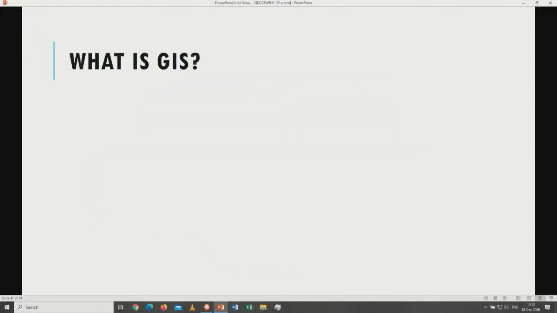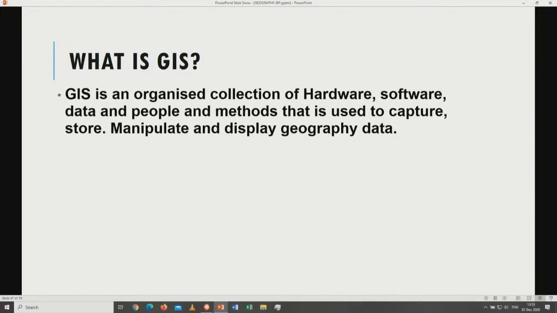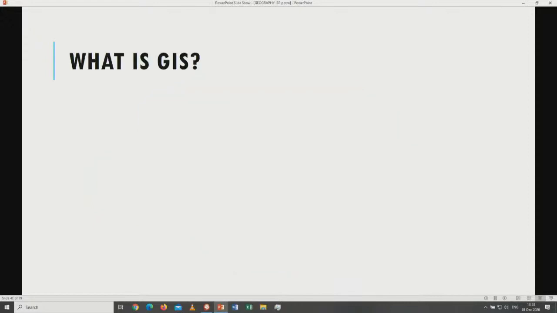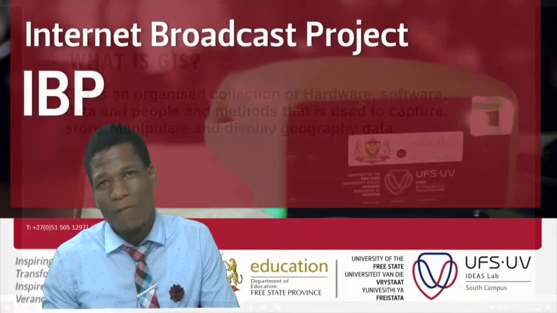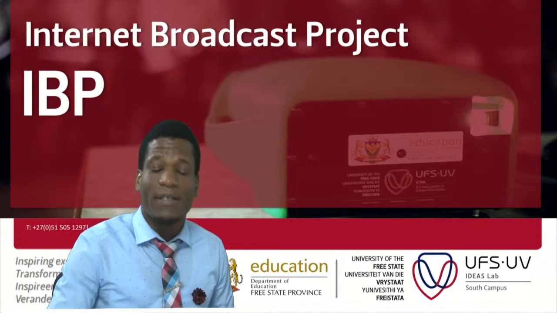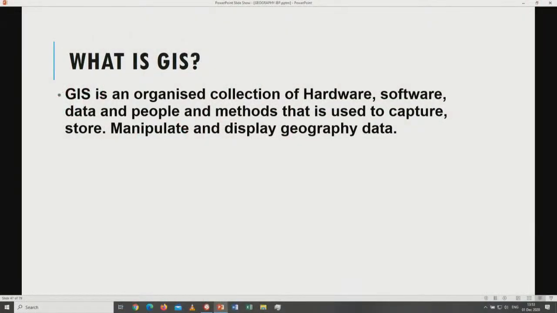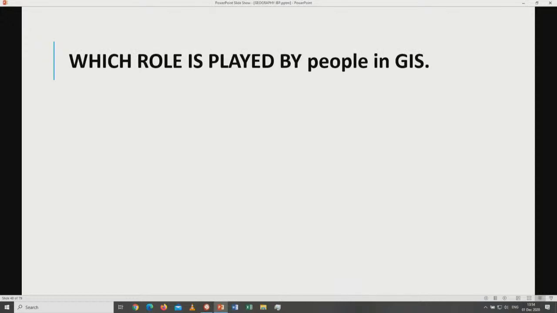So, what is GIS? GIS is an organized collection of hardware, software, data, people, and methods that is used to capture, store, manipulate, and display geographic data. Grade 12, you see the reason why? I said to you, know your components first, because your definition of GIS has to do with the components of GIS. Once you know the components, it's easy to define GIS. You just put the components there: the collection of hardware, software, data, people, and methods that is used to capture, manipulate, store, and display geographic data.